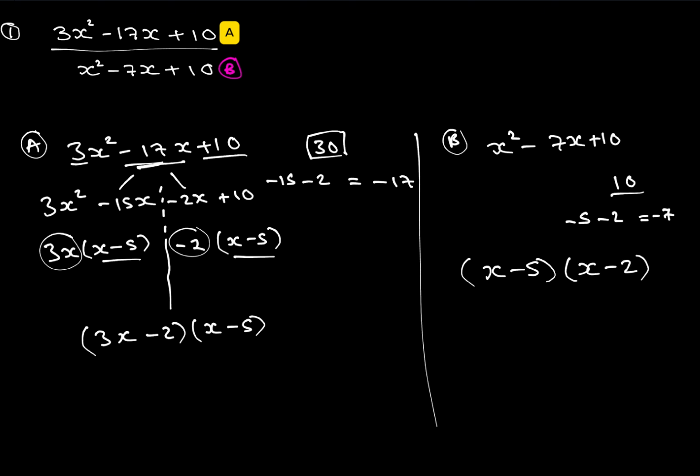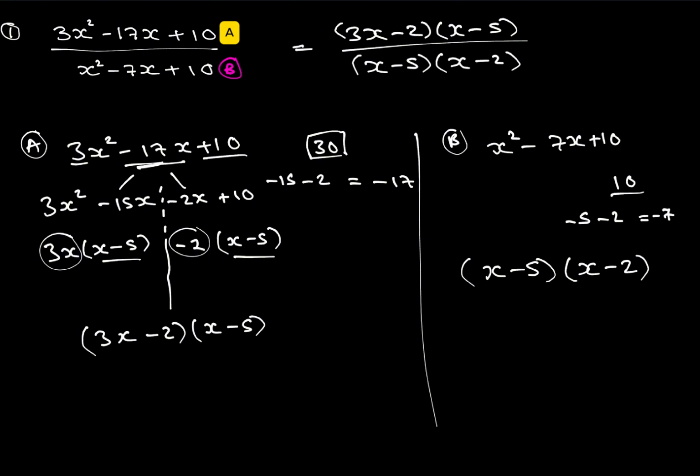Now I'm going to write a over b. So it's going to be 3x minus 2, brackets x minus 5, all over x minus 5 and x minus 2. Hopefully at this point you can see that both the numerator and denominator have x minus 5, so I'm going to cancel them out. I don't know if you can see that I'm cancelling out the x minus 5, and I am left with 3x minus 2 over x minus 2. And you can stop there.